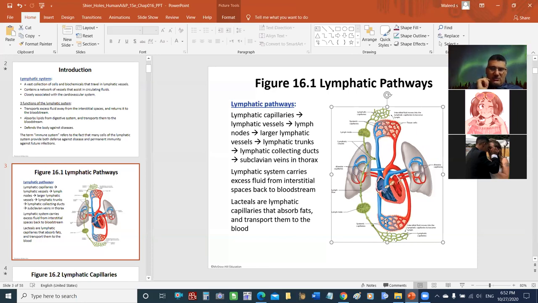Is it going to stay in between the cells? It can't. If you leave it in between the cells, your cells are going to be overloaded, and this is called edema. It will become swelling. But practically speaking, what's actually happening is the difference between what's leaving and what's coming back will leak into these lymphatic capillaries, which is the smallest part of the lymphatic system that we're going to talk about. So this is taking out the extra amount of interstitial fluid. Instead of accumulating, it will take it back.